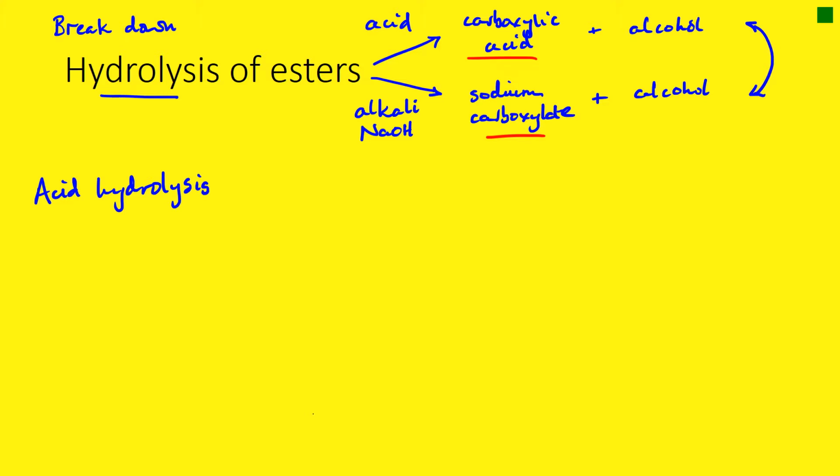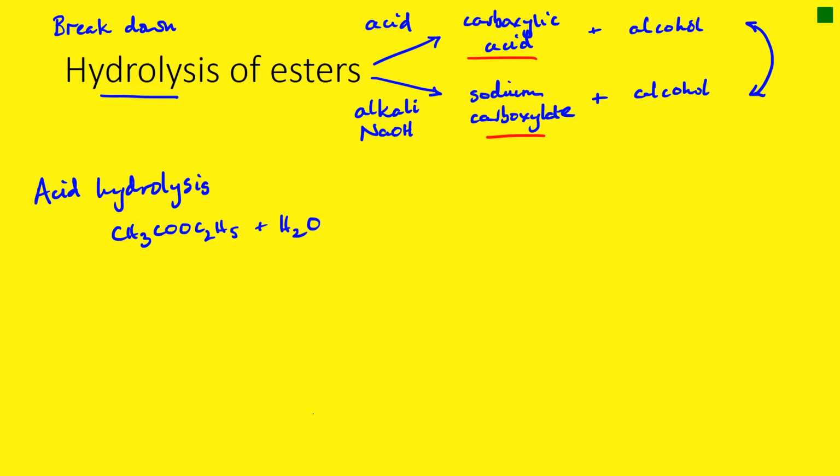And we're just going to do a little example of an acid hydrolysis reaction. So we're going to break down an ester. Let's say we're going to break down ethyl ethanoate. So that will be CH3COOC2H5. That's ethyl ethanoate. We have to add some water in, of course.